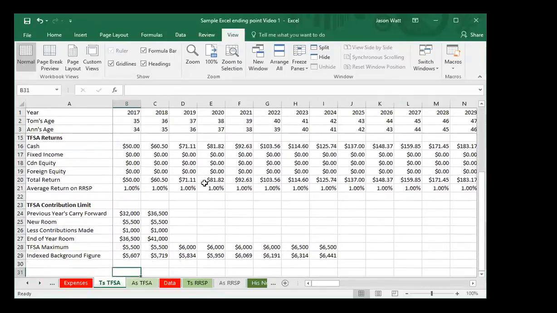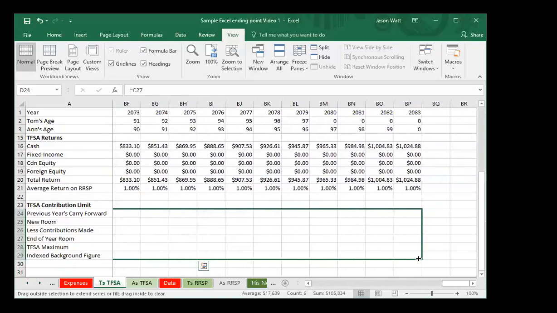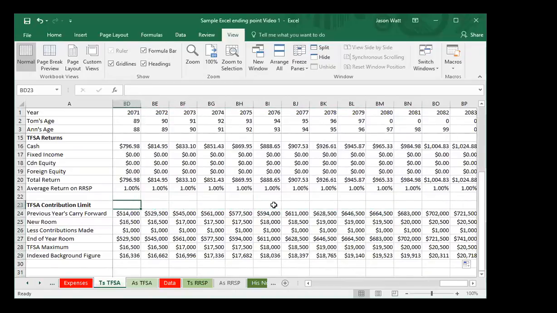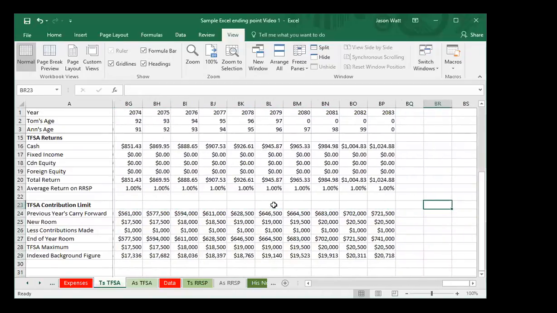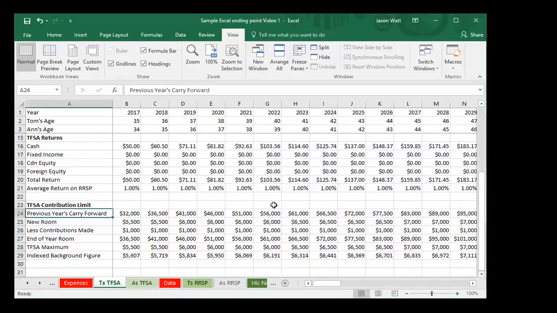Withdrawals for the TFSA are much easier than they are for the RSP, and we'll see that when we get into retirement. And we're just going to copy that all the way across. All right, and yes, there will be a ridiculous amount of TFSA room available for Tom by the time he gets to mortality, assuming he just carries on like this.